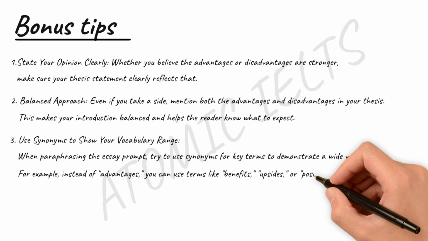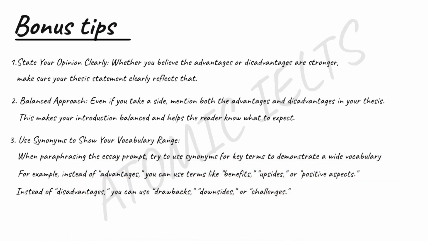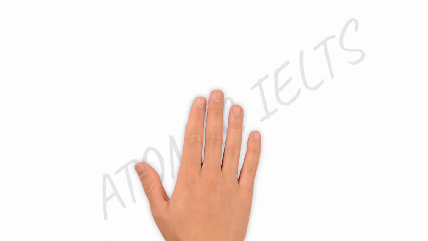Use synonyms to show your vocabulary range. When paraphrasing the essay prompt, try to use synonyms for key terms to demonstrate a wide vocabulary. For example, instead of advantages, you can use terms like benefits, upsides, or positive aspects. Instead of disadvantages, you can use drawbacks, downsides, or challenges.